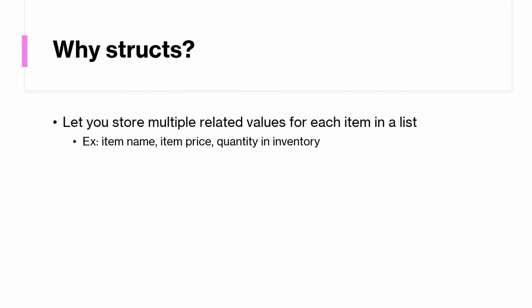Now, why would we want to do structs? They let you store multiple related values for each item in a list. So if you had a list that, say, had an item name, an item price, and a quantity in an inventory list, that's one example. Another would be if you had a list of points that had an X, a Y, and a Z for each point in space in a model or a game or something like that, in some sort of 3D world. So there are all sorts of cases where you want to keep a list of items that have multiple properties to them.